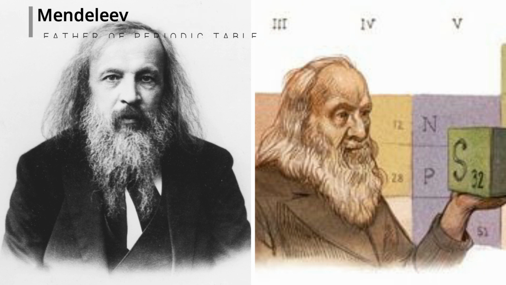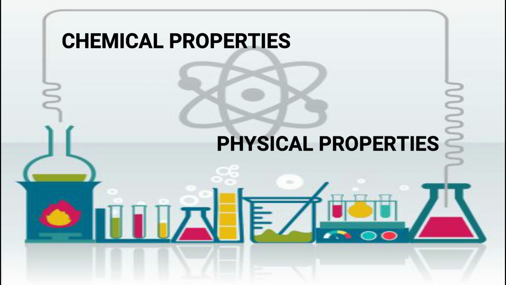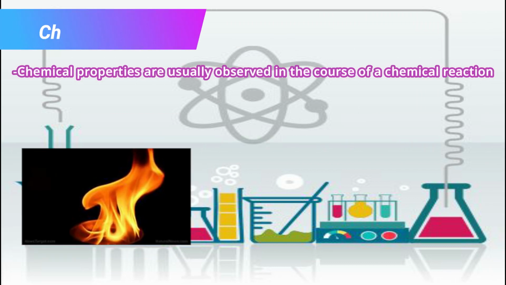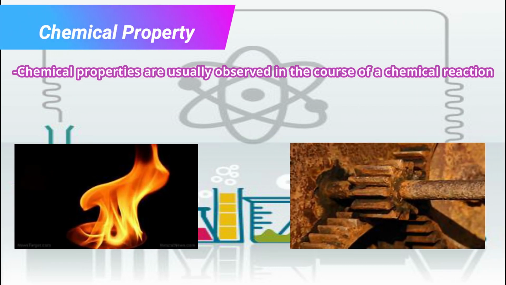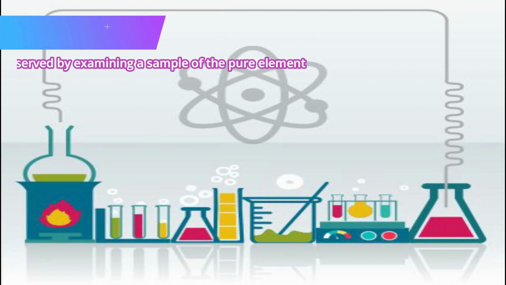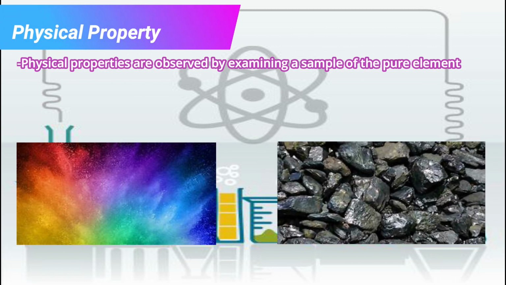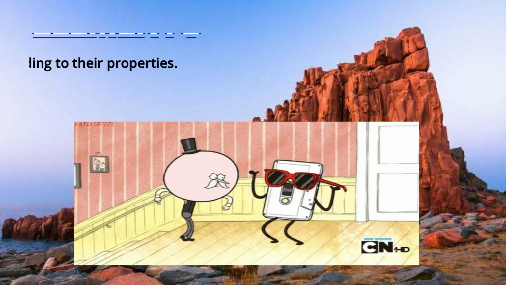Properties of an element are sometimes classified as either chemical or physical. Chemical properties are usually observed in the course of a chemical reaction, while physical properties are observed by examining a sample of a pure element.